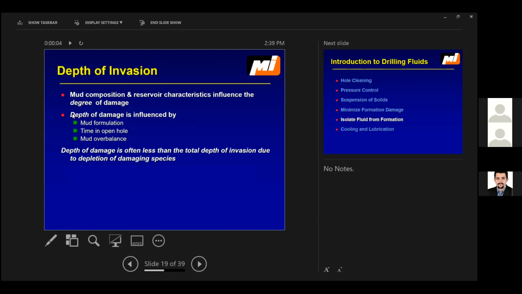Depth of invasion is what it is called when the drilling fluid enters the formation with no filtration control. So a lot of drilling fluids enter the formation, causing problems for the logging crew, for the formation evaluation, and of course damaging the reservoir.